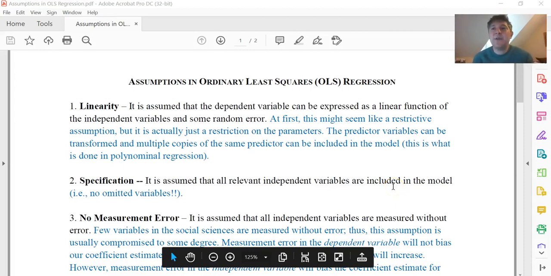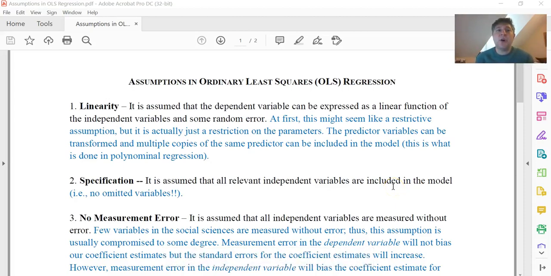Hey there, in this video, I want to walk through with you the assumptions that we make when we run an ordinary least squares regression.